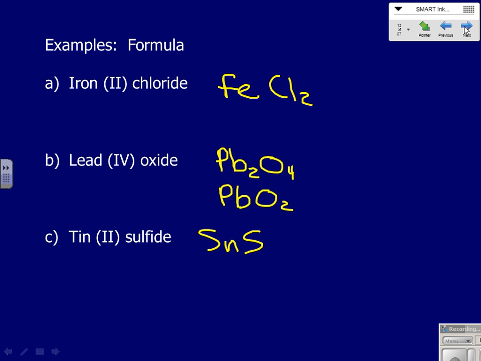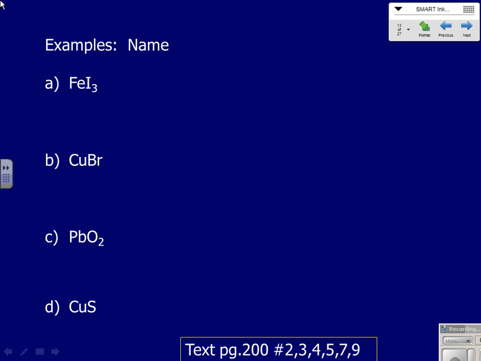Now I don't have a page for this. There are textbook questions that the textbook likes to integrate everything together, whether it's univalent and multivalent. They're tricky. They like to stir it up a little bit. So we're going to use some textbook questions in a moment, but we're now going to go the other way.